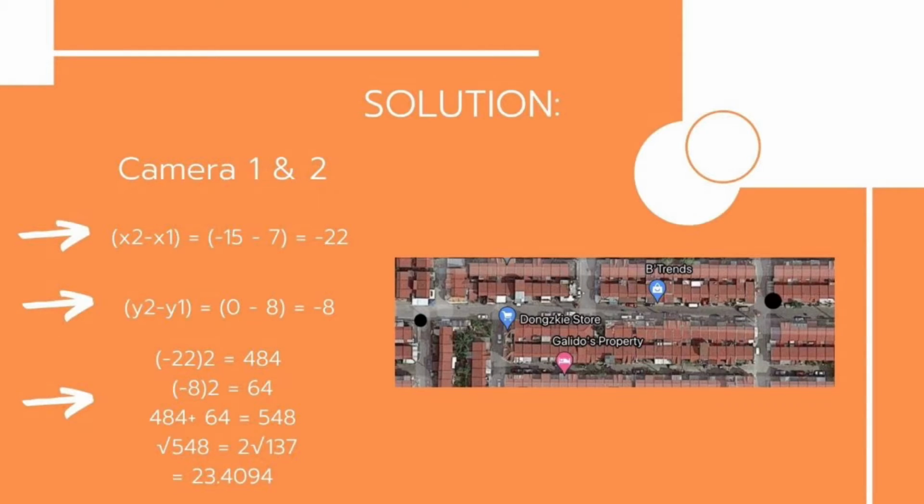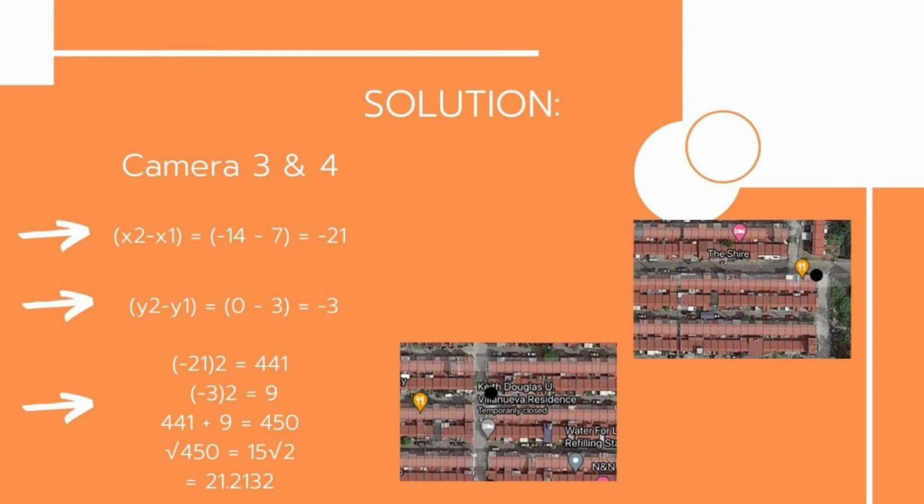X sub 2 minus x sub 1 is equal to negative 15 minus 7, which is negative 22. Y sub 2 minus y sub 1 is equal to 0 minus 8, which is negative 8. Negative 22 to the second power is 484. Negative 8 to the second power is 64, and 484 plus 64 is 548. And lastly, the square root of 548 is 23.4094.